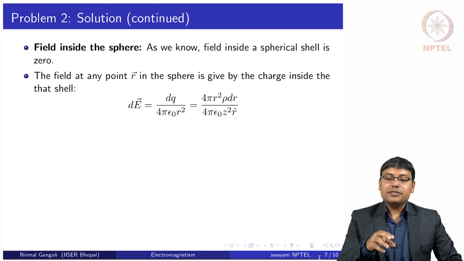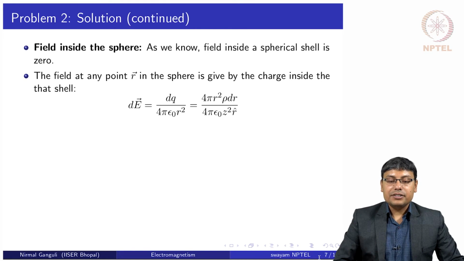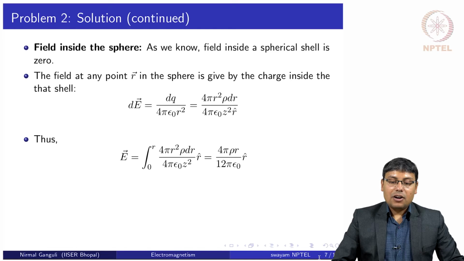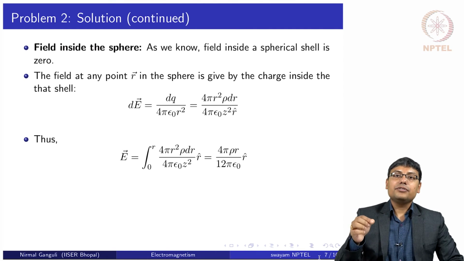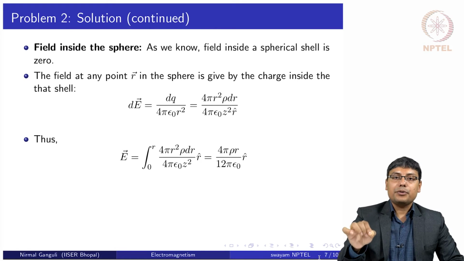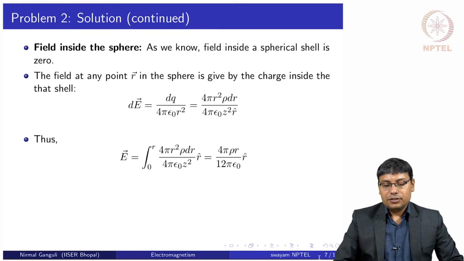That means, in this case, the differential amount of field element dE will remain the same, that is 4 pi r squared rho dr over 4 pi epsilon naught z squared r cap, but our limit of integration will change from 0 to small r instead of 0 to capital R. So, we cannot integrate over the entire sphere, rather we have to integrate up to our point of observation, not beyond that. So, the integration over r is from 0 to small r over the same quantity, and that gives us 4 pi rho small r over 12 pi epsilon naught r cap.